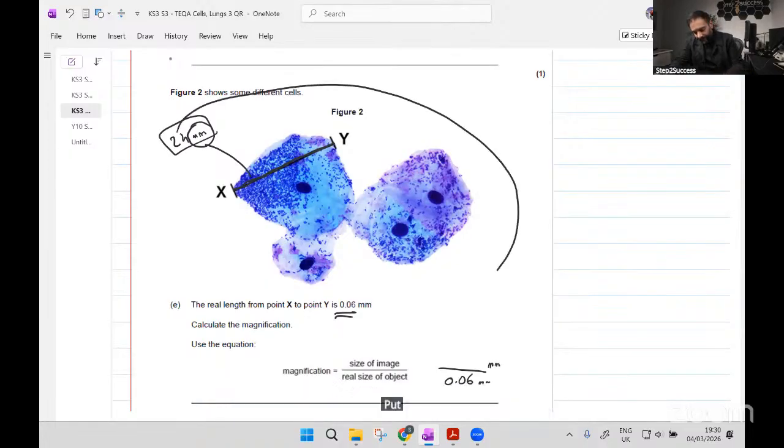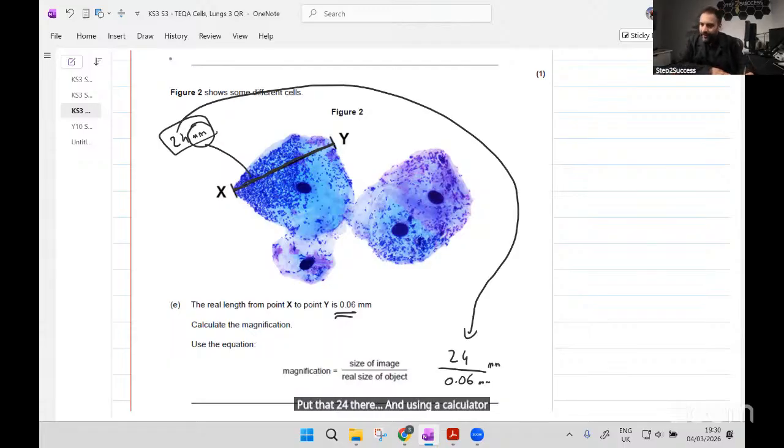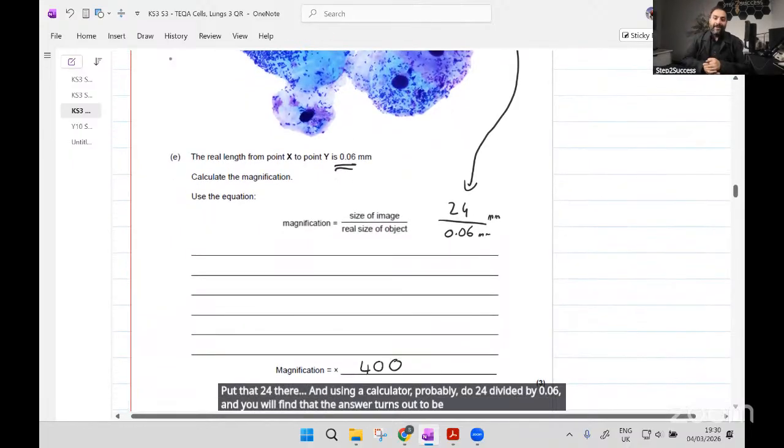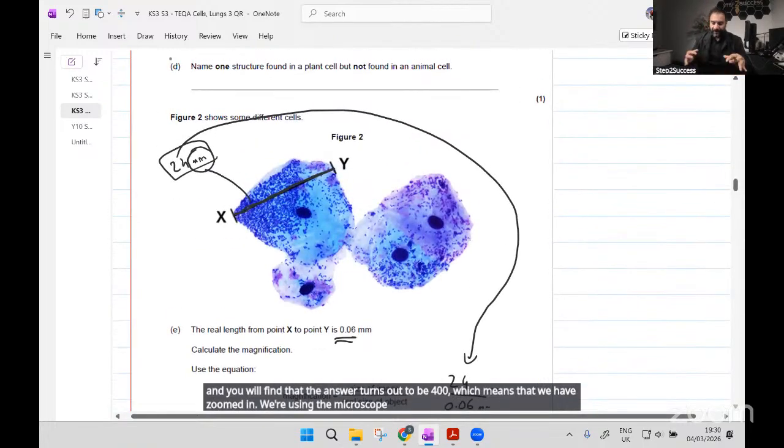Put that 24 there, and using a calculator probably, do 24 divided by 0.06, and you will find that the answer turns out to be 400, which means that we have zoomed in using the microscope 400 times onto this cell to be able to make it this big as you look at it.